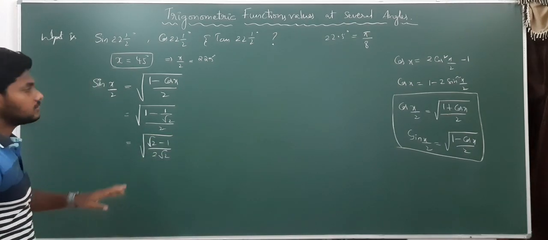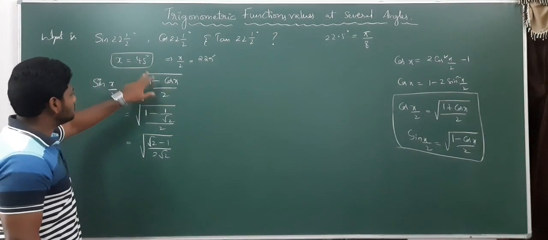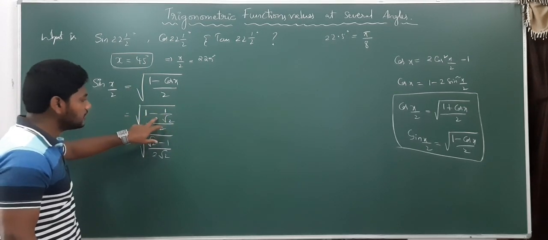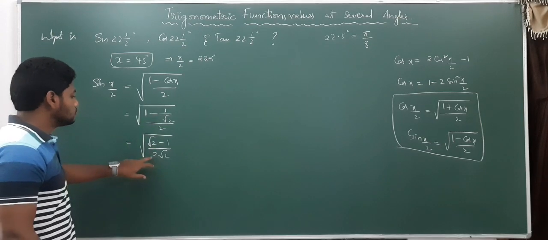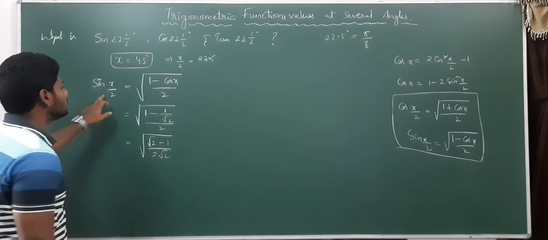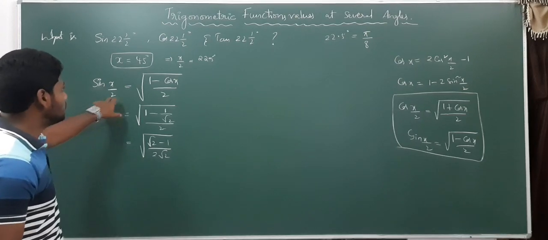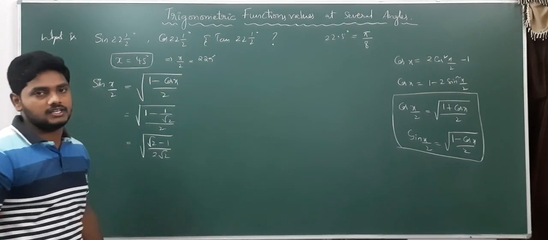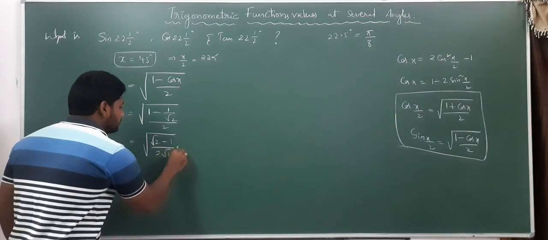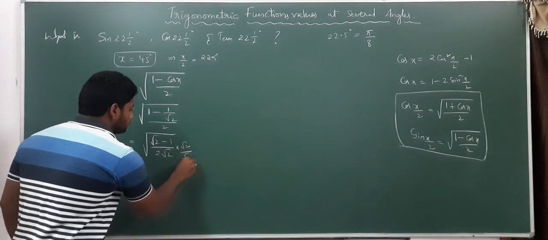Understanding or not? So here cos 45 is nothing but 1 by root 2. So 1 minus 1 by root 2 is (root 2 minus 1) by root 2, divided by 2. So which is (root 2 minus 1)/(2 root 2). So this is the value of sin x/2. What is x/2 here? 22.5 degrees. Understand?